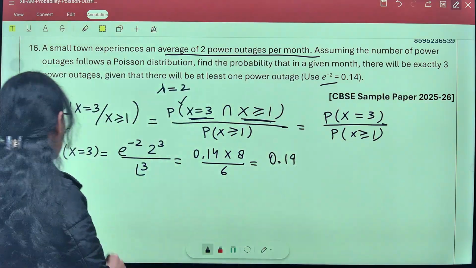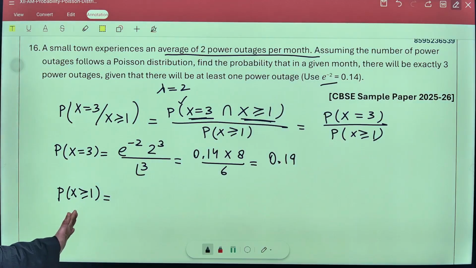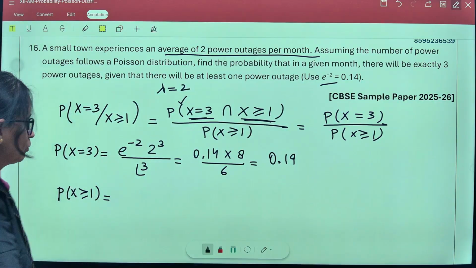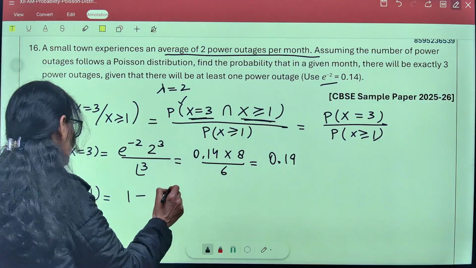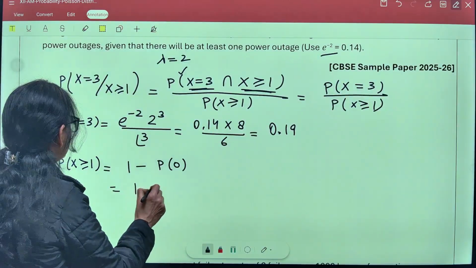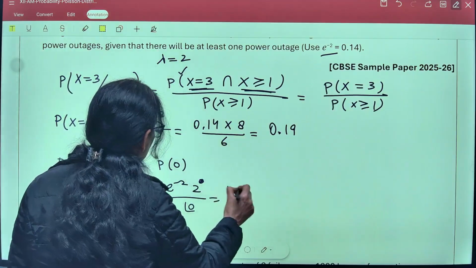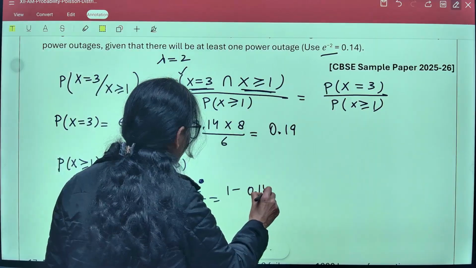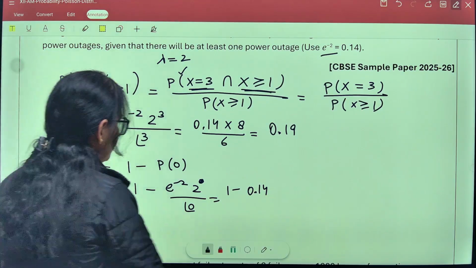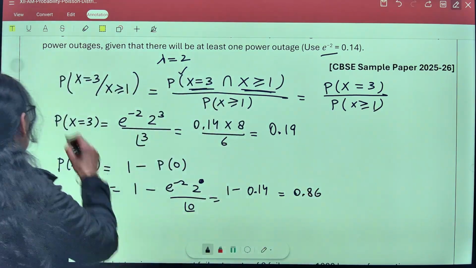0.19. Next, find the probability of x greater than or equal to 1. Because it is a greater than sign, you need to look on the other side and take away from 1. So what do we need to take away from 1? 1 minus probability of 0. Greater than or equal to means just take away 0. So this becomes 1 minus e raised to power minus 2, 2 to the power 0 upon 0 factorial. That means 1 minus 0.14, and this becomes 0.86.